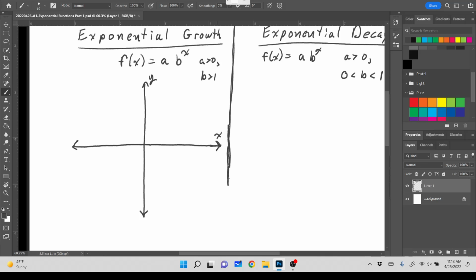Okay, and this is what the picture looks like. That's the weirdest line I've ever seen in my life. It's not a line, it's a curve though.